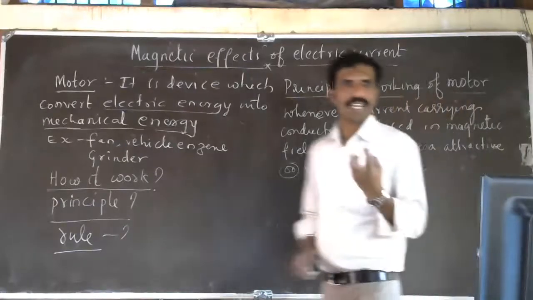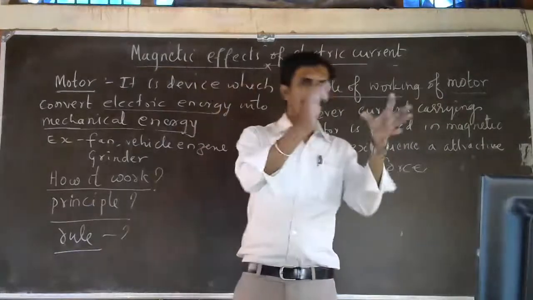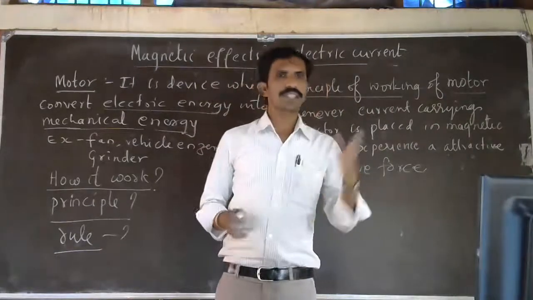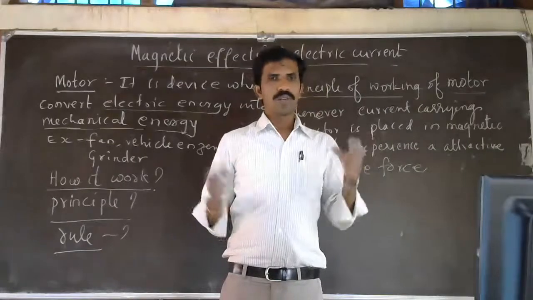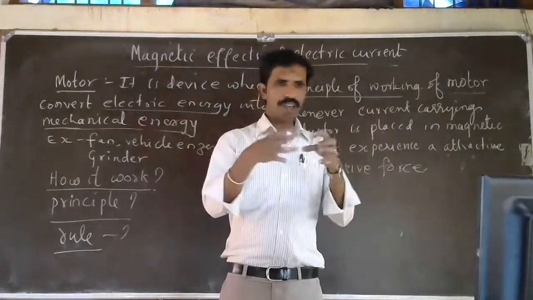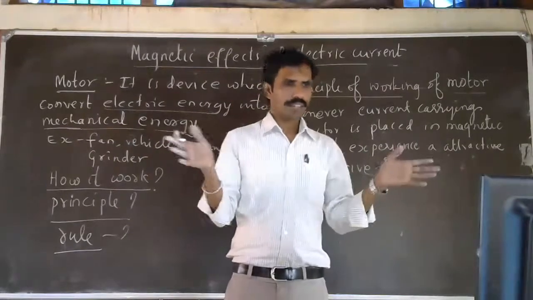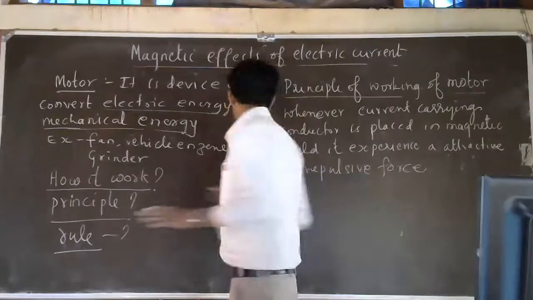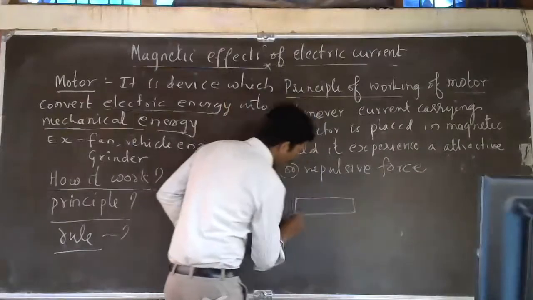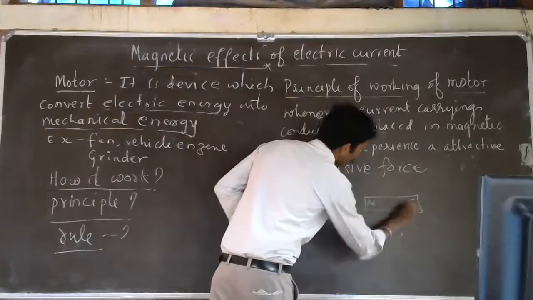Whenever a current carrying conductor is placed in a magnetic field, it experiences a force. You know that when two magnetic fields are brought near, what happens? It will repel or it will attract. Something will happen. Like say, if you bring two bar magnets close together, north and south, what happens?